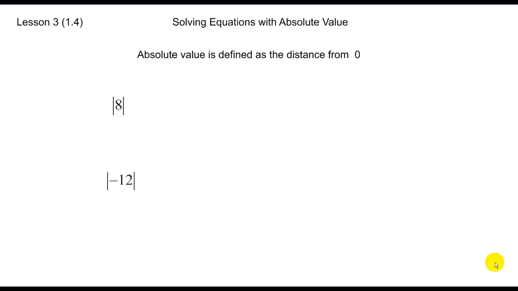In this lesson, we talk about equations involving absolute value. Now, from earlier in our math discussions, we know that absolute value is defined as the distance a number is from zero. So if we ask what's the absolute value of 8, that's 8 units away from zero, so that's equal to 8. Negative 12 is 12 units away from zero. Answer: 12.